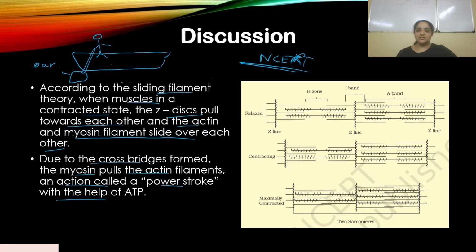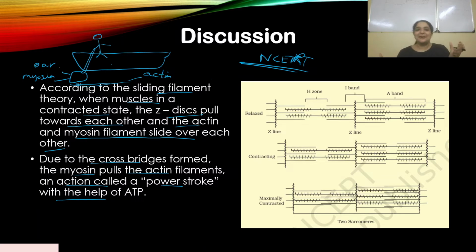Now just imagine the water is the actin filament, and this is the myosin filament. Do you know where I'm getting at? I'm talking about the power stroke, right? So what happens? The actin filament is flat and the myosin filament has a head which attaches to the actin filament. And you're pulling. The person sitting on the rowboat is pulling. Just imagine it that way.